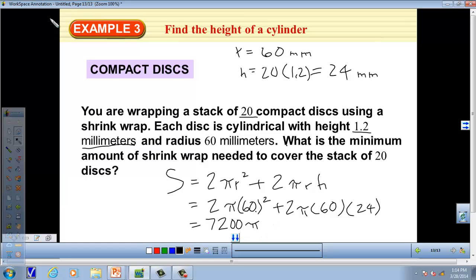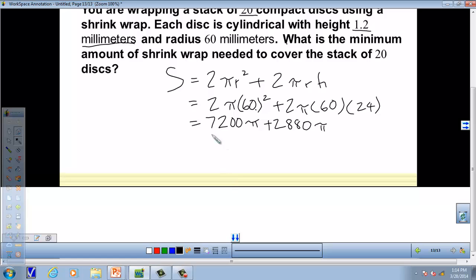And we're going to do 60 times 24 times 2, which is 2880 pi. And we're going to add those two together. So we're going to add 7200 to 2880, and we get 10,080 pi. And from there, we can figure out what our answer is. We're going to multiply that answer times pi.